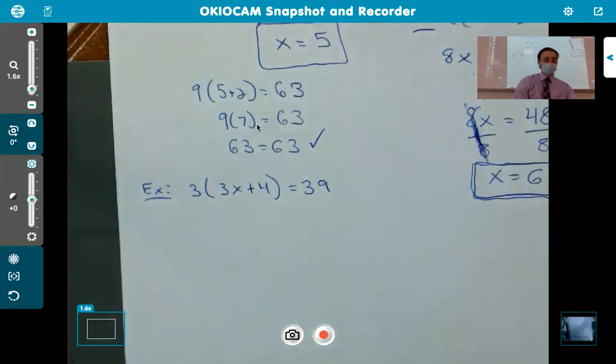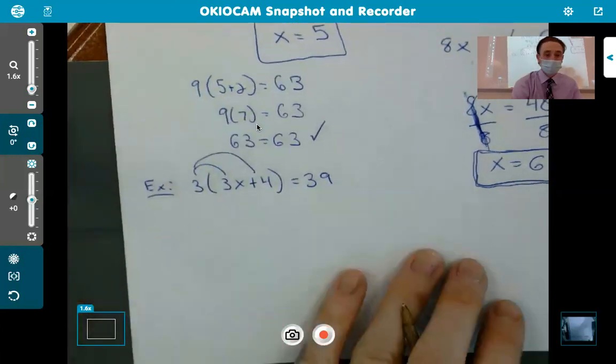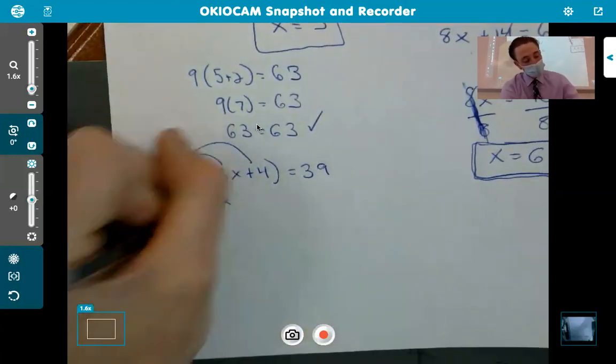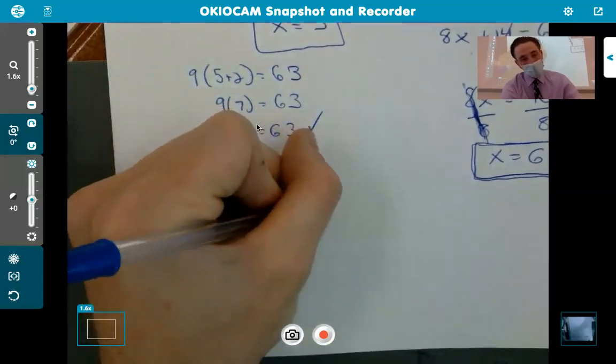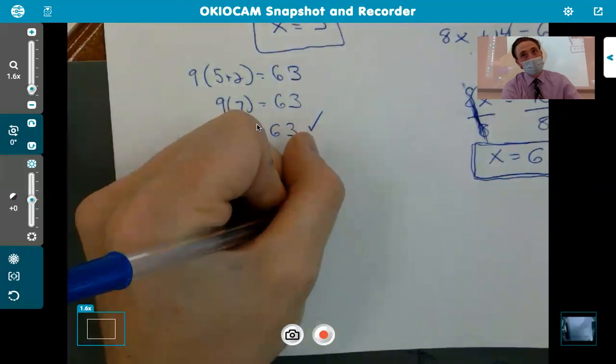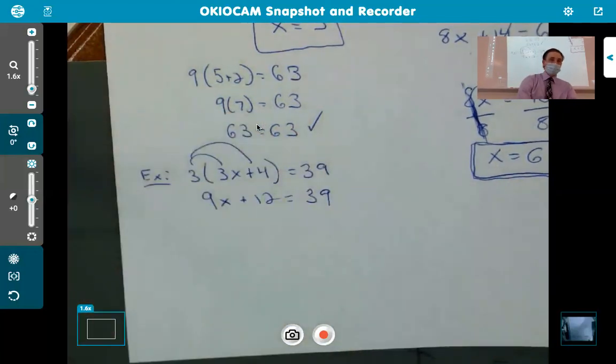Distribute. Good. Distribute the 3. What's 3 times 3x? 9x. What's 3 times 4? Does anything change on my right-hand side? No, right? It's just equal to 39. Good. Somebody new. What's my next step? So what do I have to do from here? So I've distributed. What should I do on both sides now?